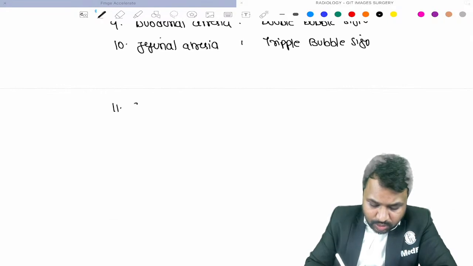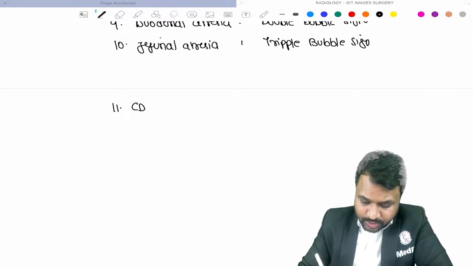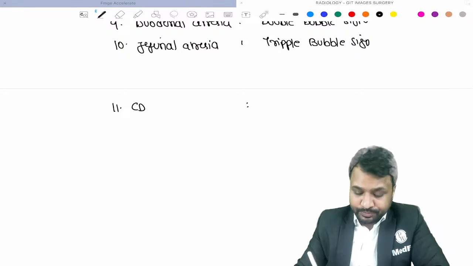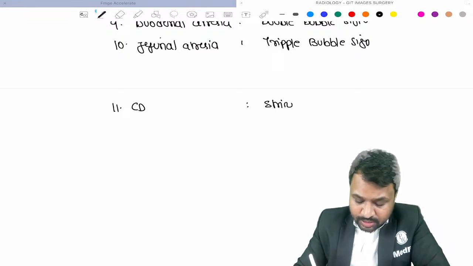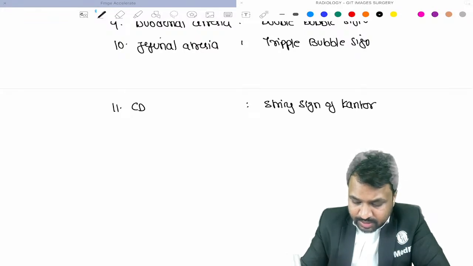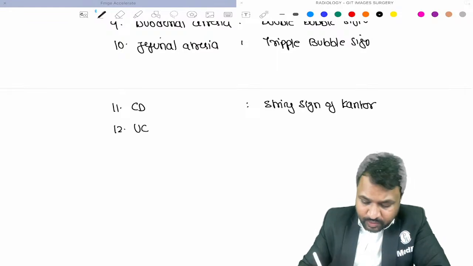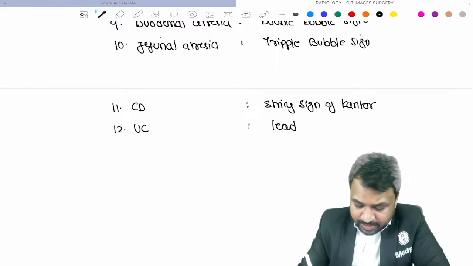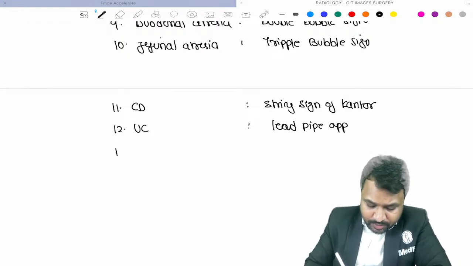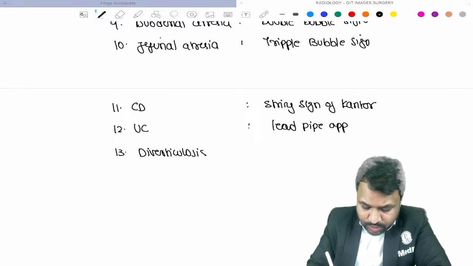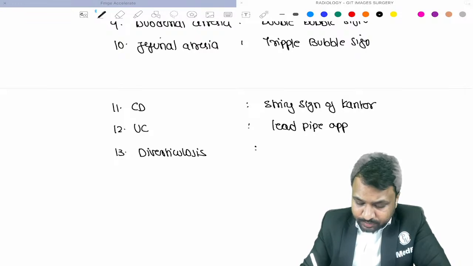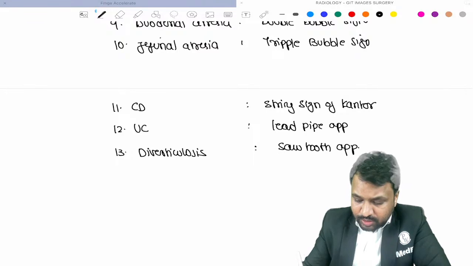Now, Crohn's disease is an IBD. In Crohn's disease, you have the string sign of Kantor. For ulcerative colitis, there will be the lead pipe appearance. For diverticulosis, you have the sawtooth appearance.